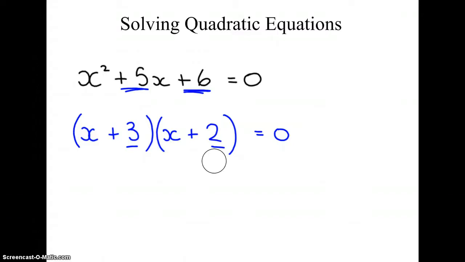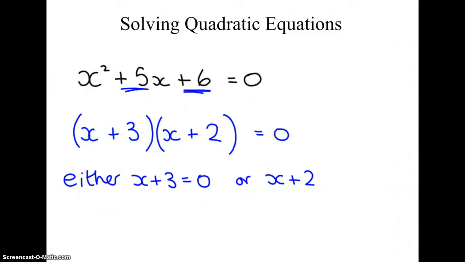And then I can say, well, if these two brackets, so two numbers, remember x is just a number, so each bracket will represent a number. If two numbers multiply together to give an answer of 0, then either the x plus 3 equals 0, or the x plus 2 equals 0. If x add 3 is 0, then I can say that x must be minus 3, or if x plus 2 is 0, I would say that x must be minus 2.